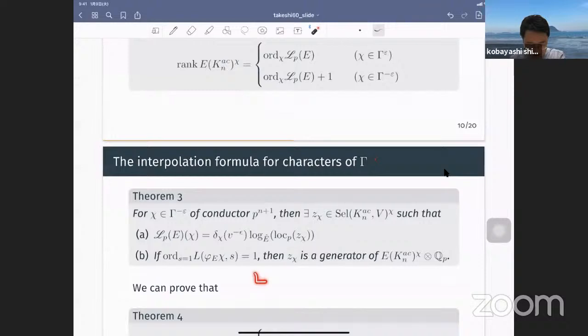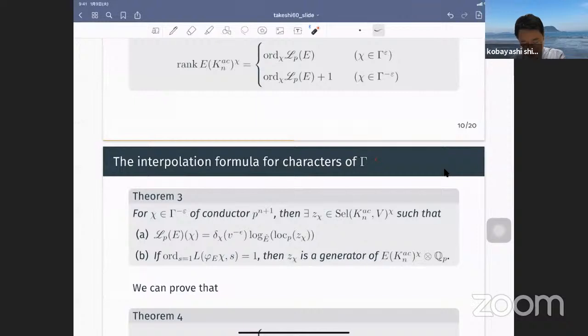We take another imaginary quadratic field L satisfying the Heegner condition. The K does not satisfy the Heegner condition. So in Theorem 3, you said at first z_chi is a Selmer group, but finally it's a generator of the Mordell-Weil group. So can you show the finiteness of the Tate-Shafarevich group? In this case, yes, by using the K. I see. And this z_chi comes from some auxiliary Heegner points, you said. Is this correct?